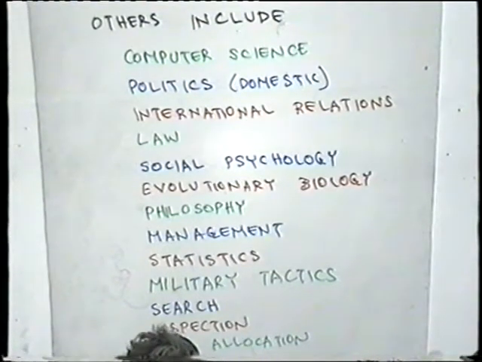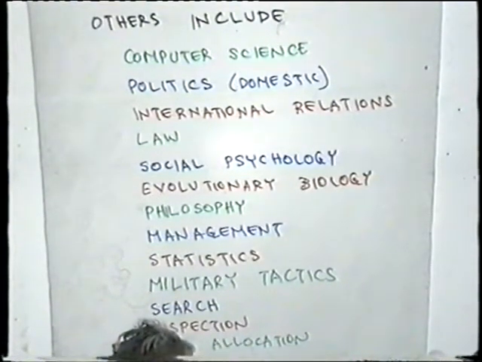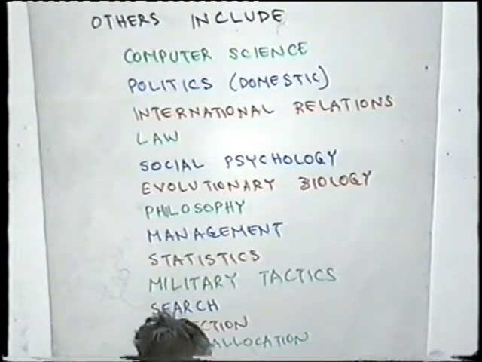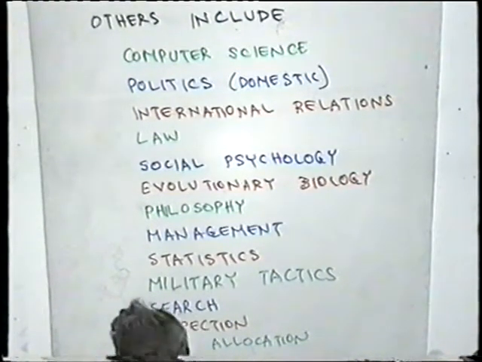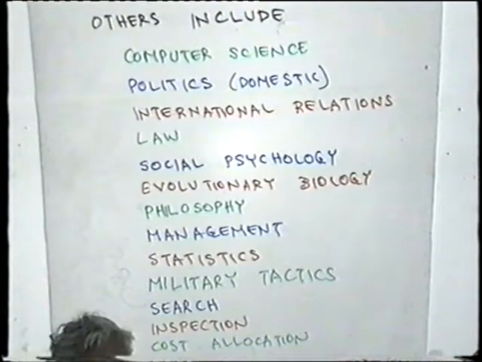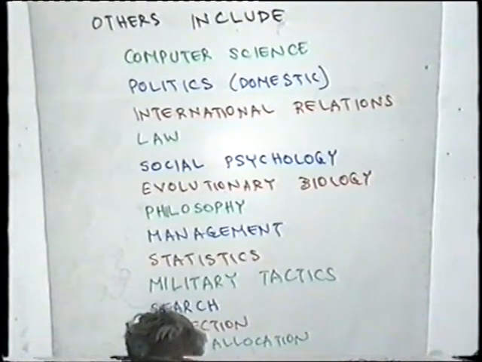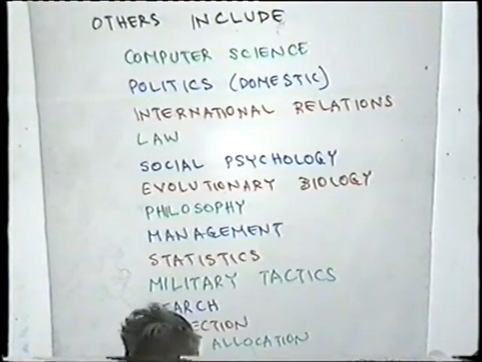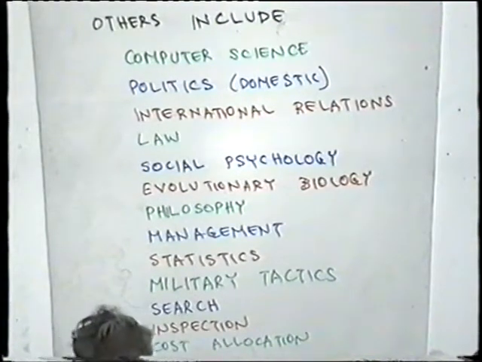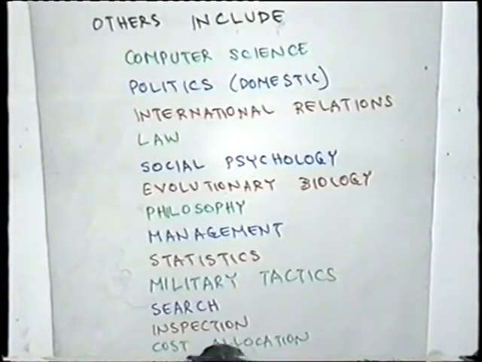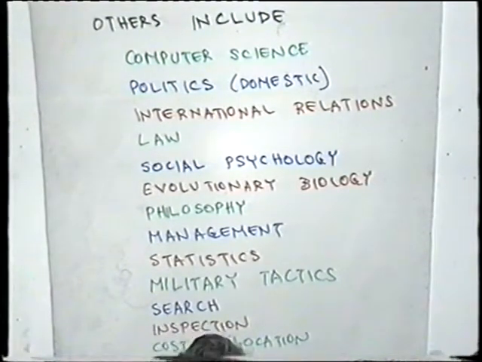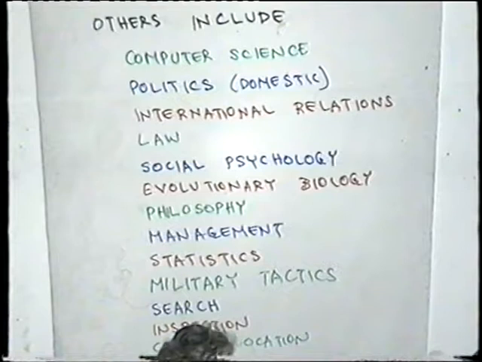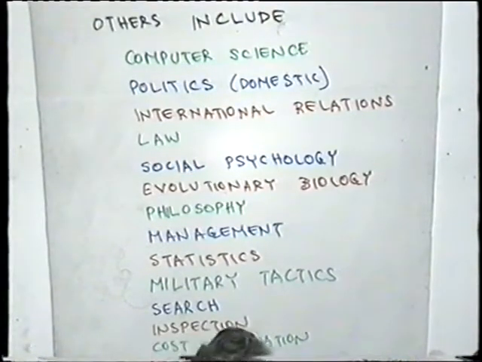Evolutionary biology, I hope we'll have more to say about that in the ongoing. Evolutionary biology is heavily influenced by game theory in the last 20 or 25 years. Over here, the actors do not seem to be rational, but they behave like rational actors. Bees, flowers, animals of all kinds, plants of all kinds. It's a very important interaction over there. We have philosophy, we have management, statistics, military tactics, search, inspection, cost allocation.